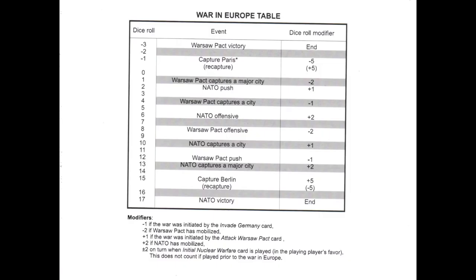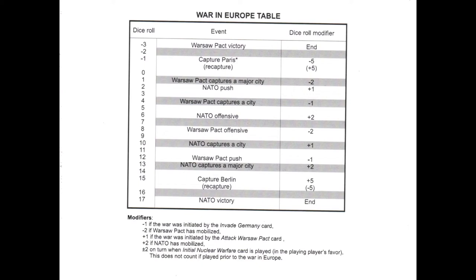So this is the war in Europe table. Both players roll two dice in their turn, and they accumulate the modifiers that are on the right and total them up over time. And you can see the outcomes in Europe and Turkey are far more important than the outcomes in Cuba itself. But it just shows you how an event like Cuba could escalate to have much bigger implications for a country's security.